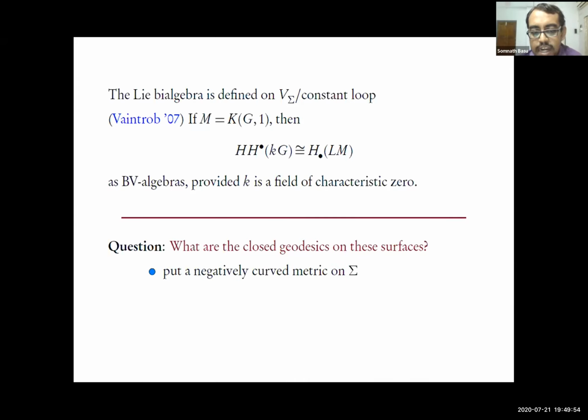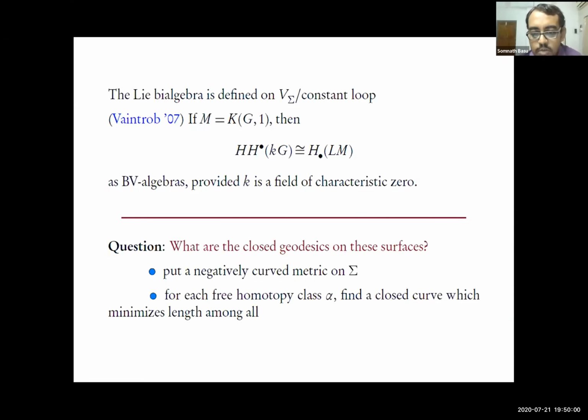So you can put a negatively curved metric on sigma. In fact, you can put a metric of constant curvature -1. For each free homotopy class, you can find a closed curve in that class which minimizes the length. And this, it turns out, is unique because of the negatively curved property. And this is also a geodesic. That's what Borkov is telling us. So in fact, for every free homotopy class, there's a unique geodesic in that class. Okay. So we know what closed geodesics look like on surfaces, provided you choose nice enough metrics.